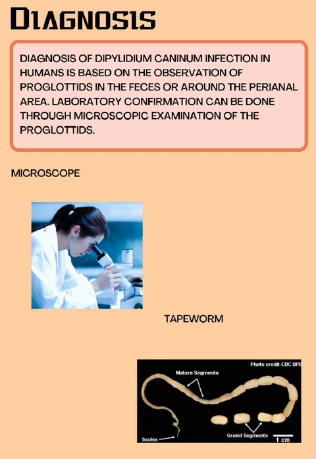The treatment for Dipylidium caninum involves administering an anthelmintic medication, which are drugs specifically designed to kill the parasitic worms. Commonly used medications include praziquantel and epsiprantel. These drugs work by paralyzing the tapeworms, causing them to detach from the intestinal wall and be expelled from the body through bowel movements.